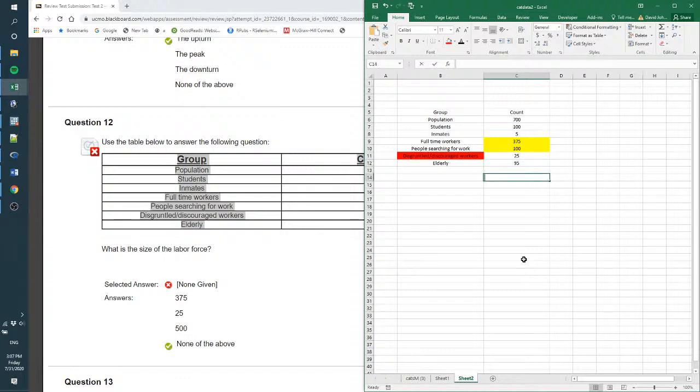So the correct answer here is our labor force is equal to 100 plus 375. 475 folks are in the labor force. So the correct answer there is D, none of the above.